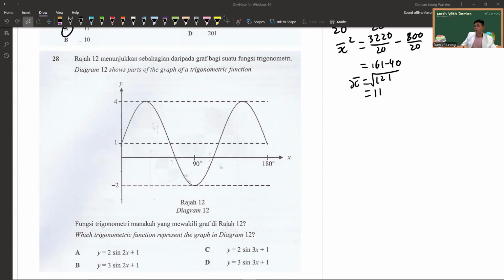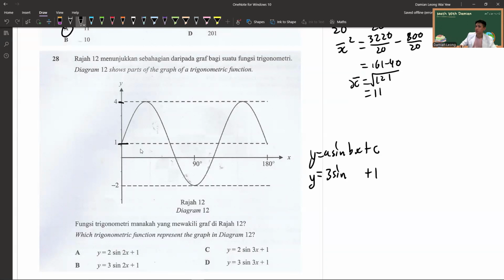So here they ask for which trigo function represents the graph in diagram 12. So center line here is at 1. This is a sine graph. Okay. So C is 1. Y equals A sine BX plus C. C is 1. A, amplitude. Amplitude is from center line to the top or center line to the bottom, the difference, which is 3 here. 3.